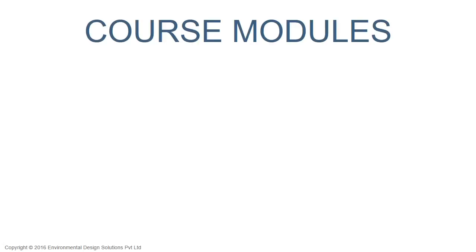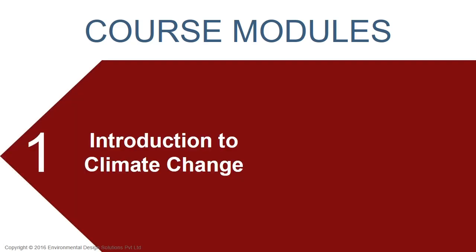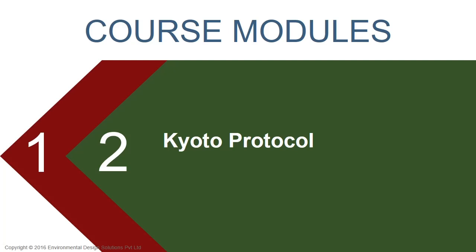The course has been divided into 5 modules. Module 1 gives an overview of climate change and the factors behind it. Module 2 provides an insight into the Kyoto Protocol, the environmental agreement that seeks to mitigate climate change and the different market mechanisms under it.